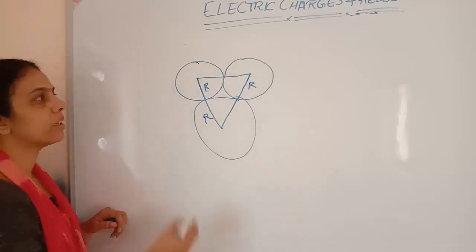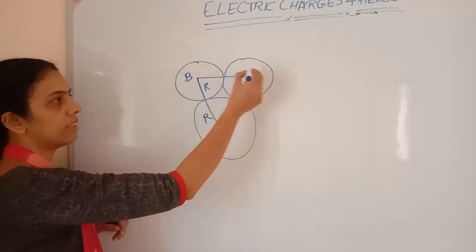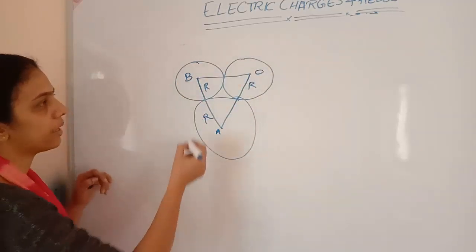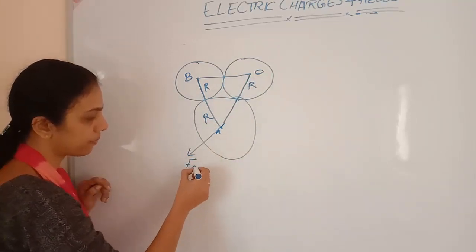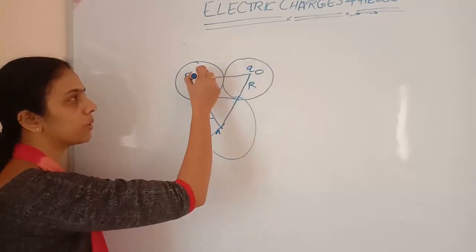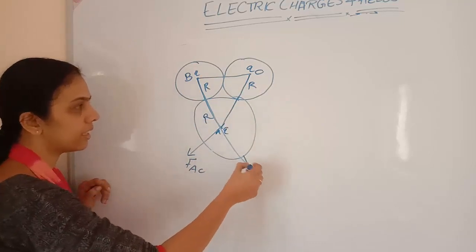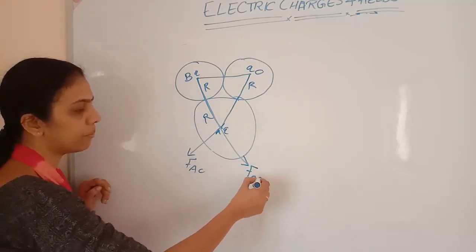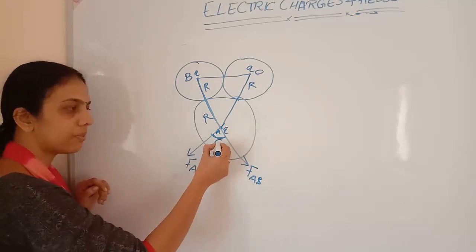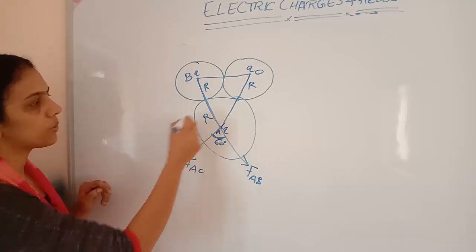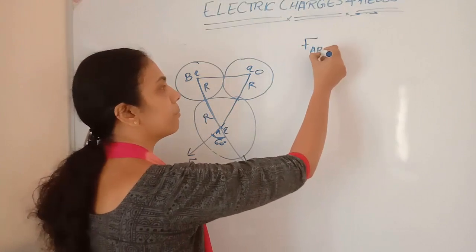Forces like this. So here this is A, B, C. Force is acting in this direction, F_AC, since Q is the charge on each one. Here F_AB. So what will be this angle? This angle will be 60 degrees, right? So this is at 60 degrees. So we should find out F_AB.